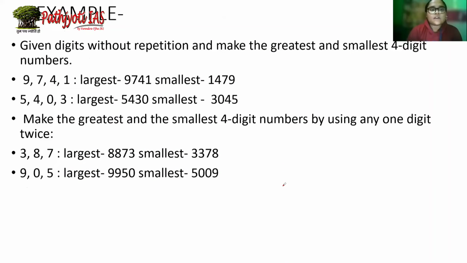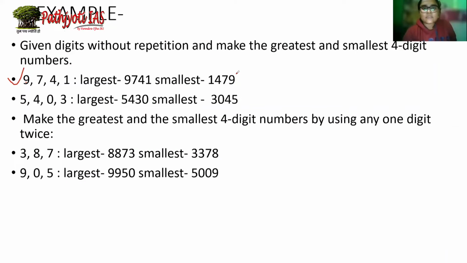So again, let's look at some examples. These are the given digits for the first one. Without repetition, we have to make the greatest and the smallest four-digit number. There are four digits, so we need not repeat any digits. In the largest, we'll place 9 first, then 7 in the 100s place, then 4 in the 10s place, and then 1 in the ones or unit place. And for the smallest, we arrange the digits as 1, 4, 7, and 9.